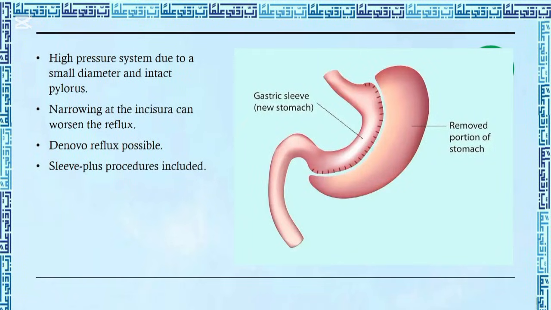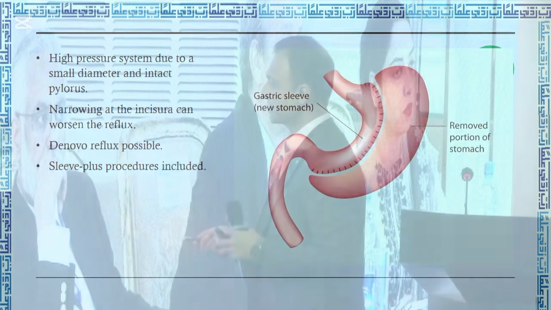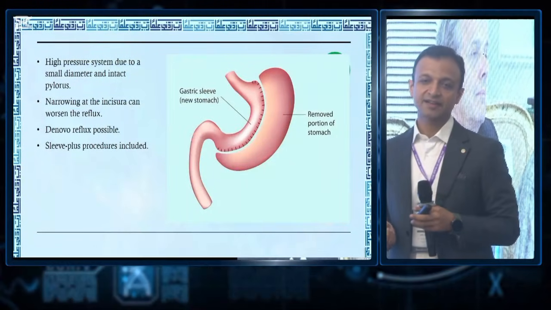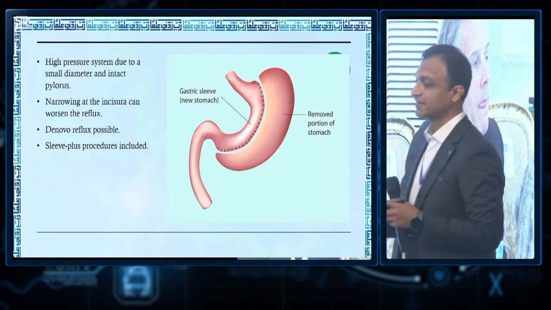The sleeve is not a good option because it is a very high pressure system. It is very narrow in caliber. There is a pylorus which provides resistance, and if there is any degree of angulation or narrowing at the incisura, it can further aggravate not only the reflux but also the risk of leakage.